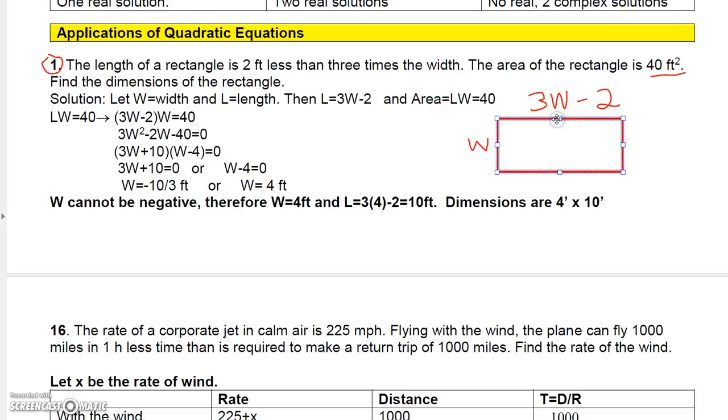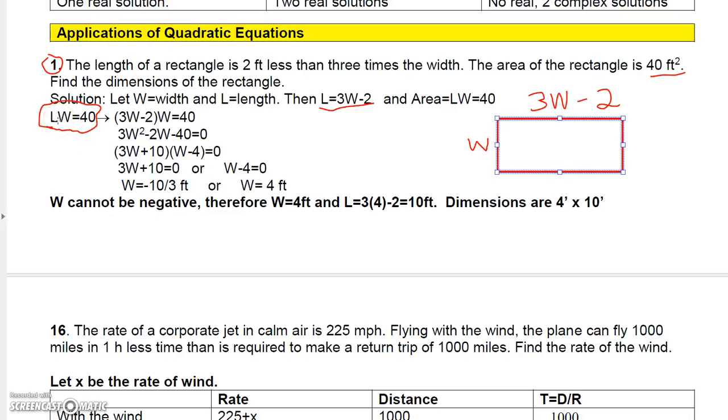So here I've drawn a picture of a rectangle, and I represented the width here as W, and then since the length is 2 feet less than 3 times the width, we're going to use 3W minus 2 to represent the length. So that's here. Now, we're given that the area of the rectangle is 40, but area is length times width, so that's equivalent to saying length times width is 40.